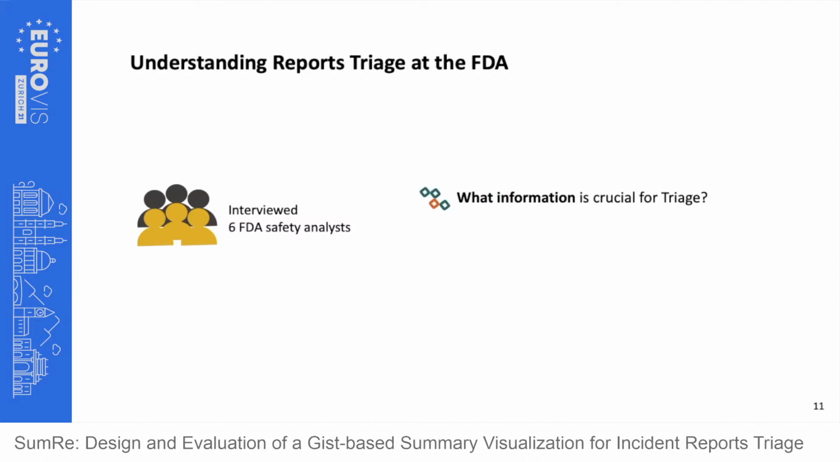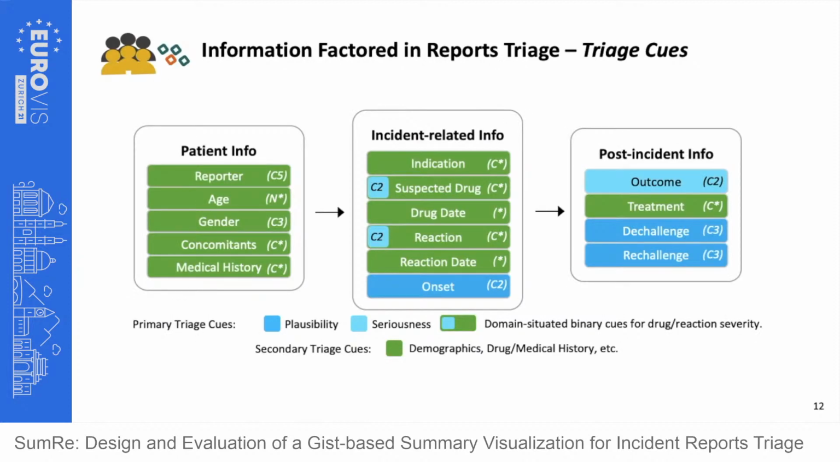First, we wanted to understand the information that's important for triage, and second, we wanted to know how is this information analyzed during triage. So related to the first part of the question, through our interviews, we understood that analysts look at certain information during triage. This includes information related to patients, such as the age, gender, the medications that they are taking, information related to the incident, such as which drug they took, when did they take the drug, and then events that happen after the incident, such as whether the person was hospitalized or no, what treatment was given, etc.